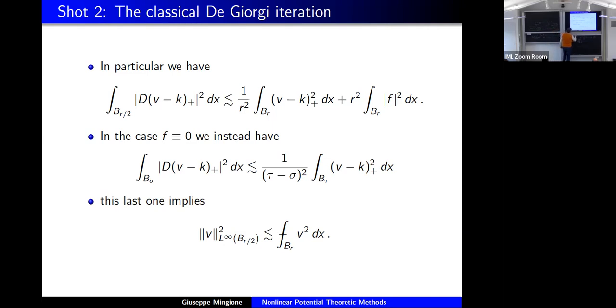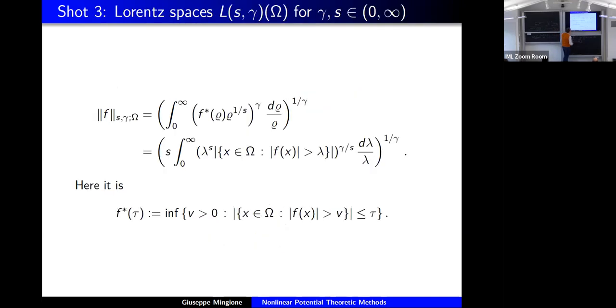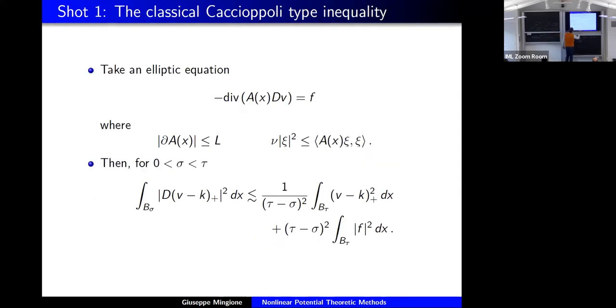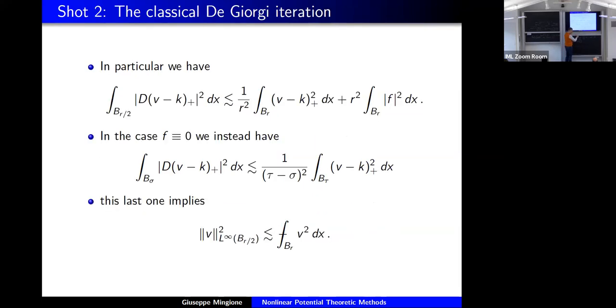And then you run the De Giorgi iteration. That is, you gain an exponent, you start a geometric iteration, and then you end up with being bounded, and then you get this estimate. Okay, now let me go to Lorentz spaces. So the first point is the classical Caccioppoli inequality. The second point is the classic De Giorgi iteration.